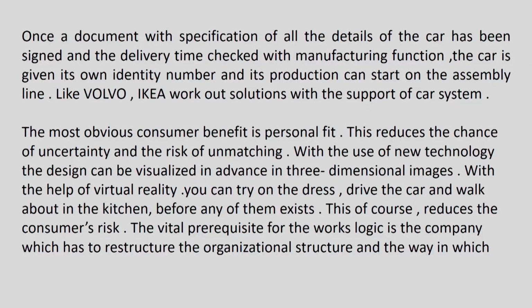So we are seeing that once the document is ready according to your specifications and suggestions, all the details of the car are signed, and the delivery time is checked with the manufacturing unit. The car is given a unique identity number, and its production starts on the assembly line once it is tagged with that number. That unique identity number tells you that the car is customized according to the preferences which a specific customer has given to the production unit.